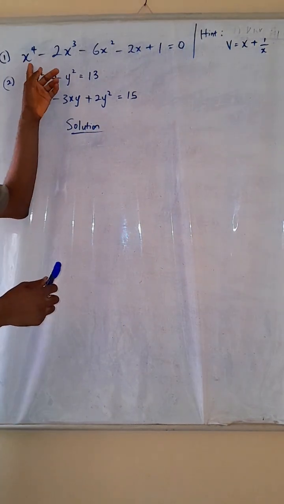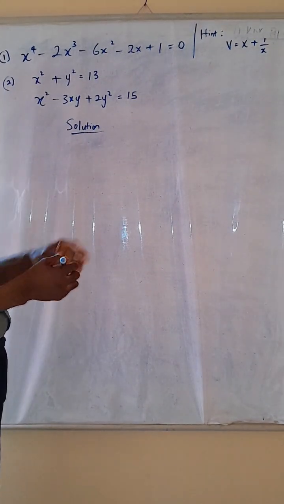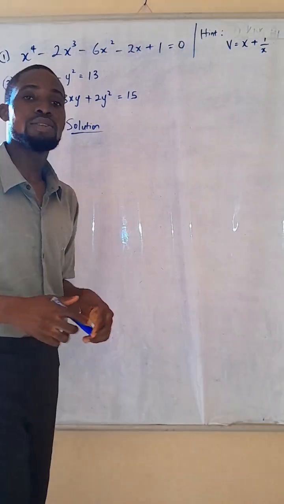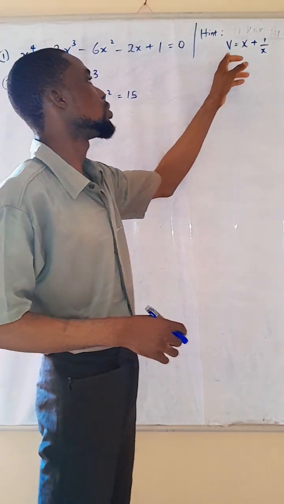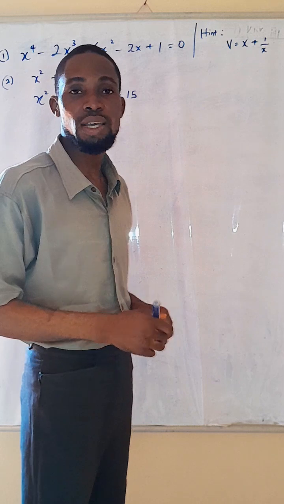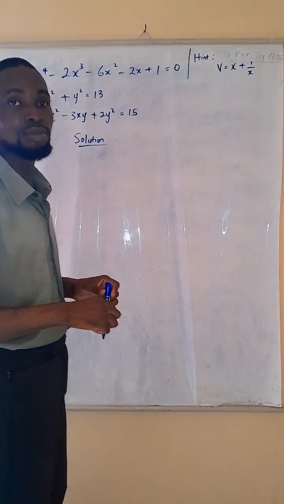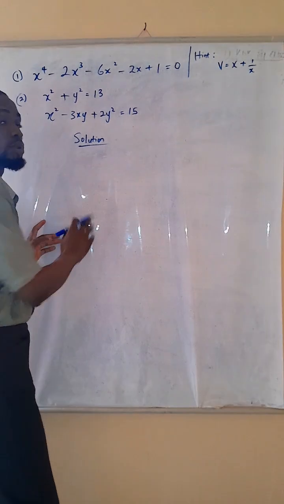I have x to the power 4 minus 2x to the power 3 minus 6x squared minus 2x plus 1 all equals to 0. Now the hint here is that v equals to x plus 1 over x. Now how do I solve this? The same thing, using my last method solution. How do I go about it?